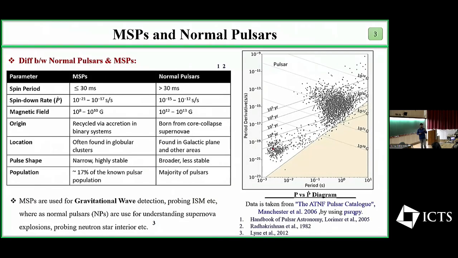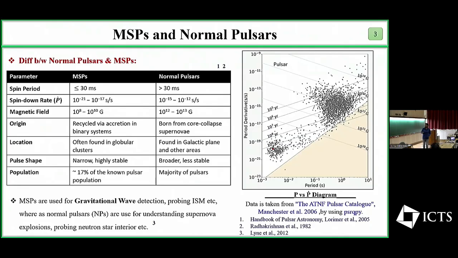As I told, the millisecond pulsar has a periodicity of less than 30 milliseconds and normal pulsars greater than 30 milliseconds. Millisecond pulsars are mostly found in denser regions like globular clusters, and normal pulsars are often found in the galactic plane. The magnetic field of MSPs is quite low compared to normal pulsars, that is 10 to the 8 to 10 to the 10 Gauss for millisecond pulsars, and for normal pulsars it is 10 to the 12 to 10 to the 13 Gauss.